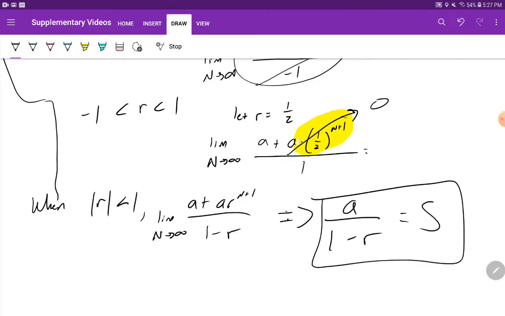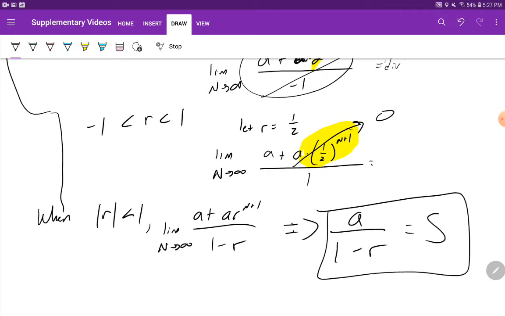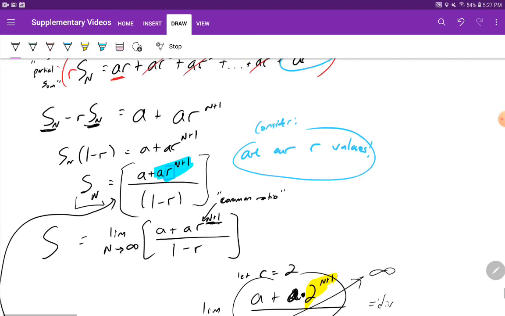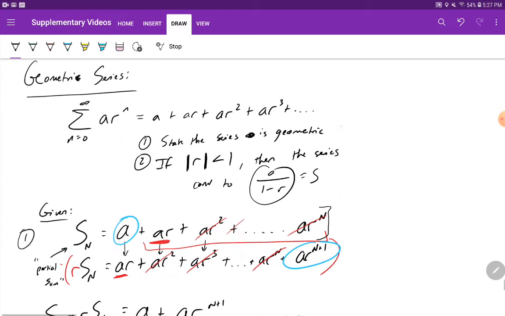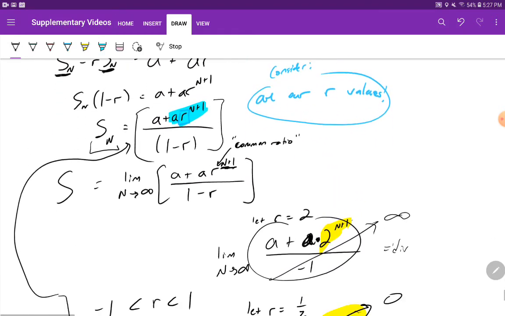But this is only true. You can only do this if the common ratio is in between 1 and -1. I really hope that makes sense. And that's why the formula is the way it is. All right. On top of that, please make sure that you are also stating that the series is geometric, because obviously if it's not a geometric series, you can't use the geometric series formula. All right. Okay, so that's where the formula comes from.